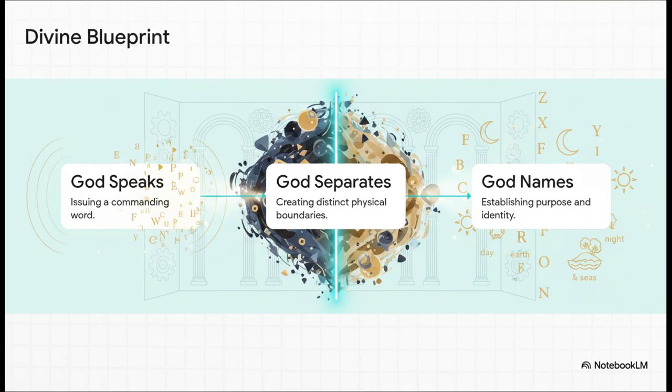Now, before we look at what actually gets built, let's talk about the builder's method. There's a brilliant, repeating blueprint here. For almost every stage of construction across these first 3 days, a highly specific three-step sequence happens. First, God speaks, issuing a direct command. Second, God separates elements, literally tearing apart that chaotic mixture to create distinct boundaries. And finally, God names those separated elements, locking in their purpose within the new system. It's just a highly logical way to organize a universe.